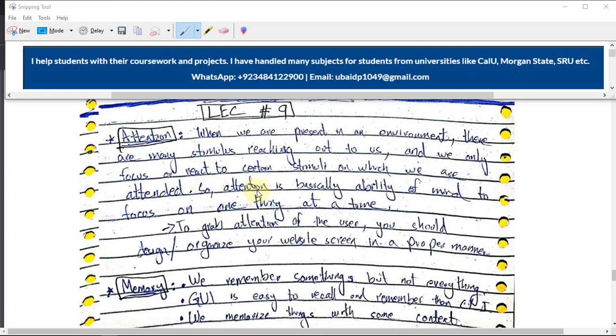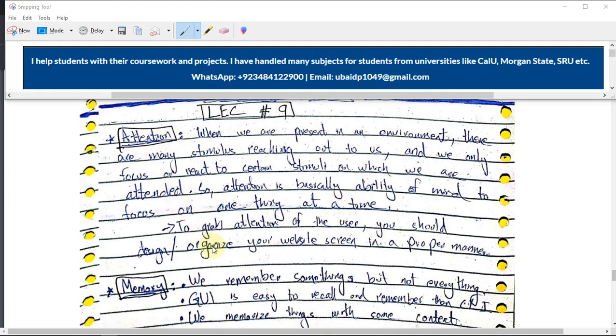And so attention is basically the ability of the mind to focus on one thing at a time, right? Like there are many people talking in the environment, or in a mall, right? But you only listen to your friend. So that's an example of attention, right?